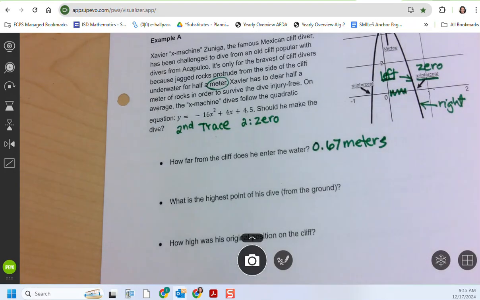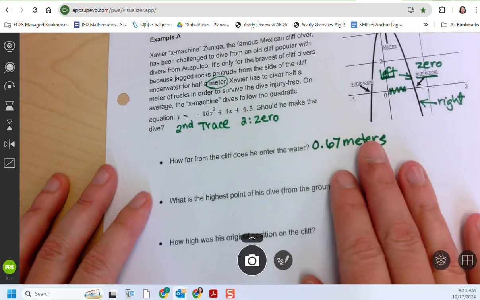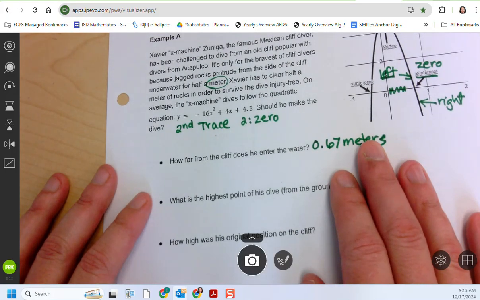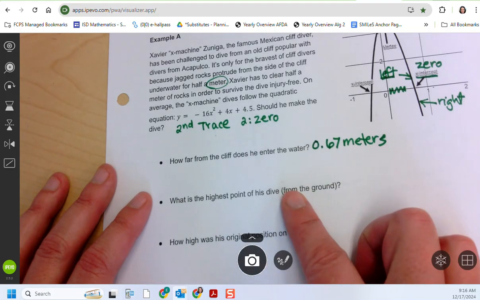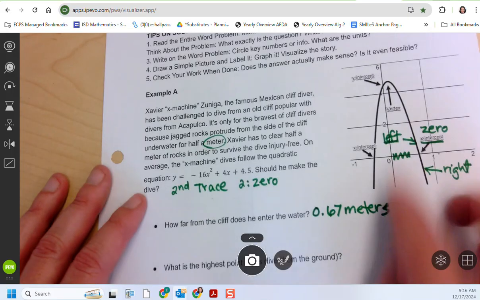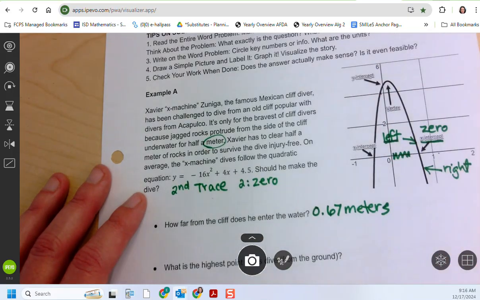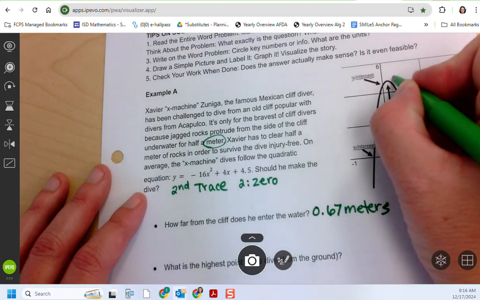Okay. All right. If you got lost on that, I did record it. You don't need that to do the next part. So if you got lost on that, still pick up that calculator. We're going to do the next point, the highest point on his dive. The highest point is at the vertex, which on your calculator is called the maximum.